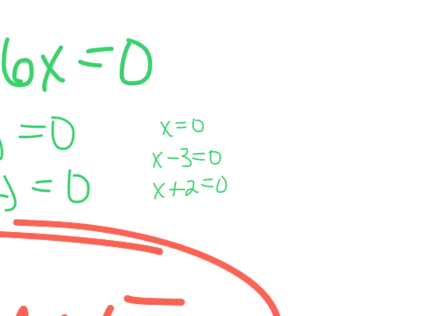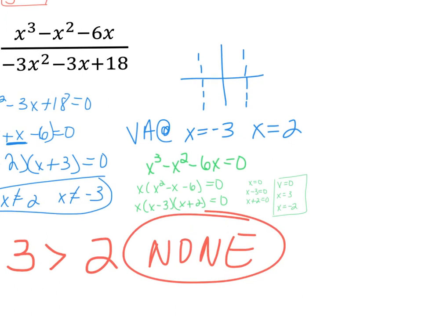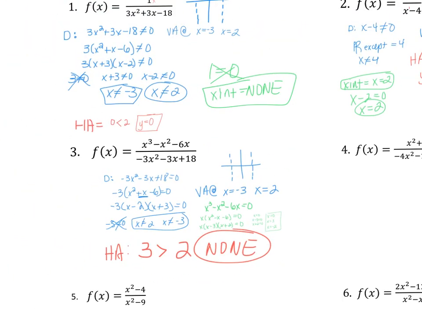So where are my x-intercepts? x equals 0. At x equals 0. x equals 3. And x equals negative 2. It's just getting easier. It's just repetition, guys. You need to know where to look and what you're looking for.